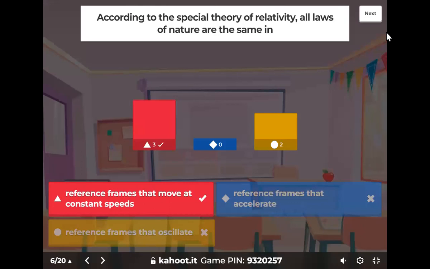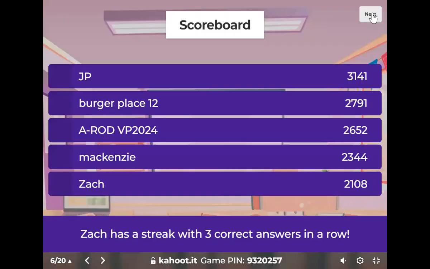Yeah, there you go. Reference frames that move at constant speeds. Another term you'll hear that's synonymous with that is inertial frame of reference. So an inertial frame of reference could be either at rest or at constant speed. Right? Oscillation does involve acceleration. Maybe that's a hint why it's not one of those.